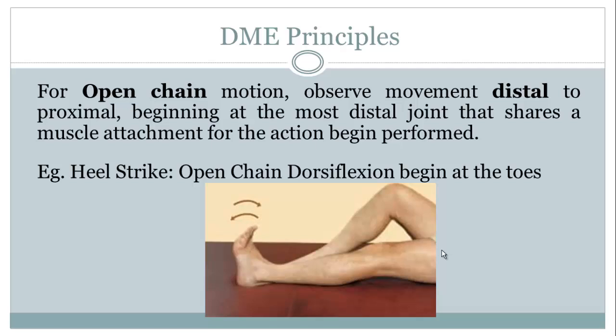Again, the hand is the distal segment moving about the trunk, which is a fixed proximal segment. In the lower chain, and in the example below, you could look at heel strike, which is an open chain dorsiflexion. And with this activity, we would begin our observation and palpation at the toes.